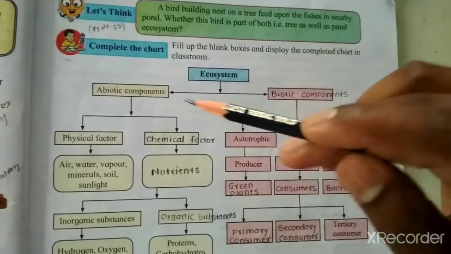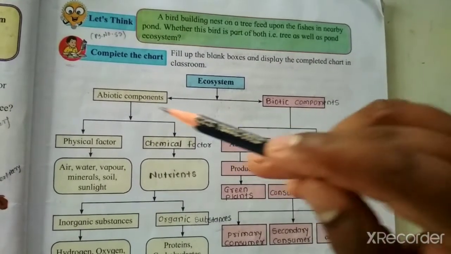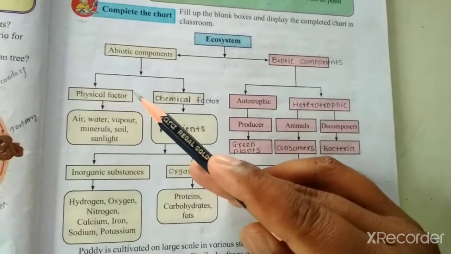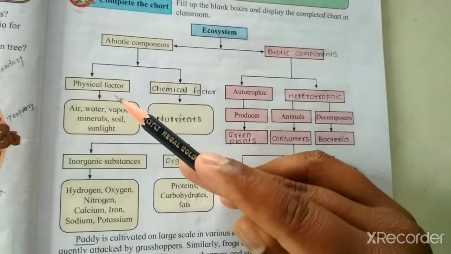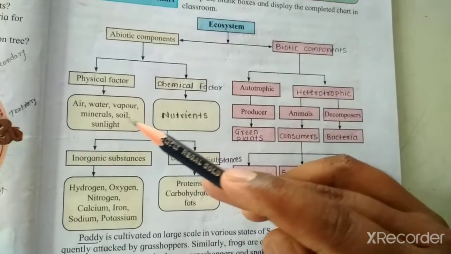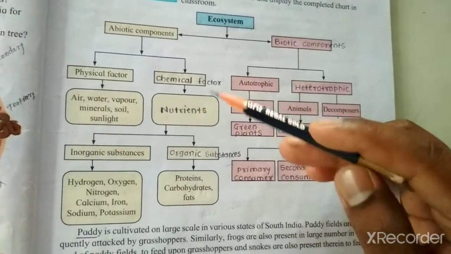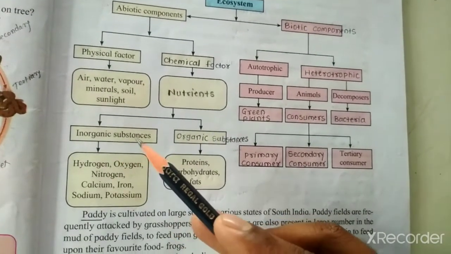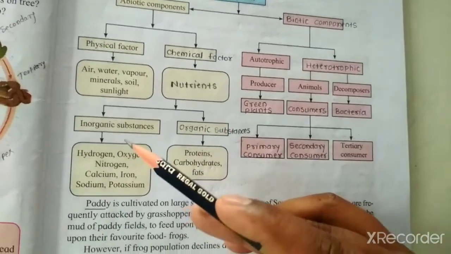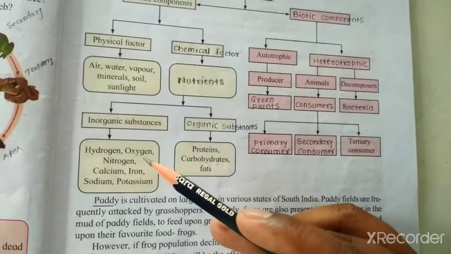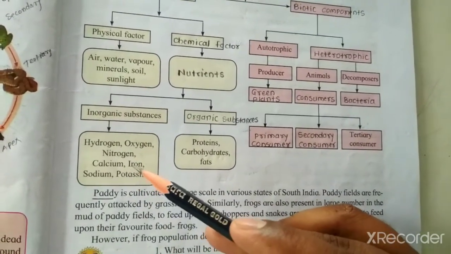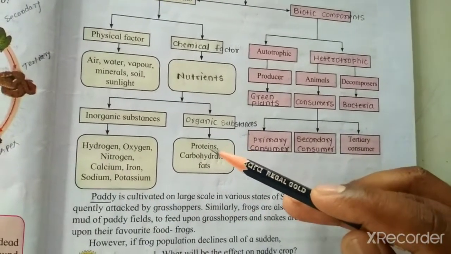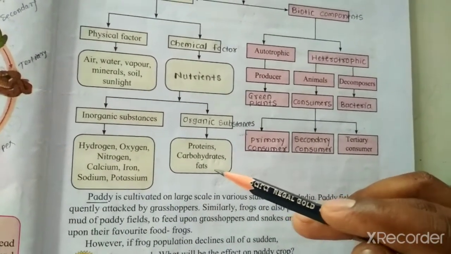So the ecosystem has two components, that is abiotic and biotic components. Abiotic components have two factors, physical factor and chemical factor. Physical factor is air, water, vapor, minerals, soil, sunlight. Chemical factor is nutrients. Nutrients are converted into two substances, inorganic substances and organic substances. Inorganic substances are hydrogen, oxygen, nitrogen, calcium, iron, sodium and potassium. Organic substances are proteins, carbohydrates and fats.